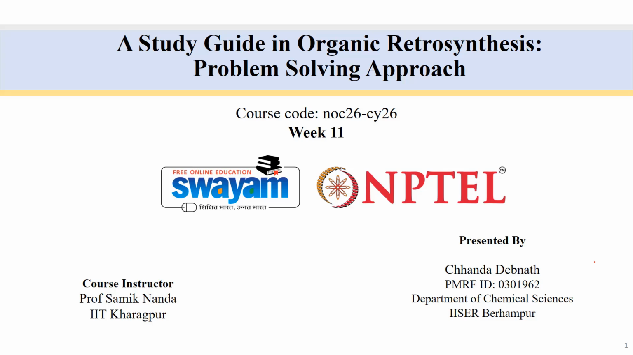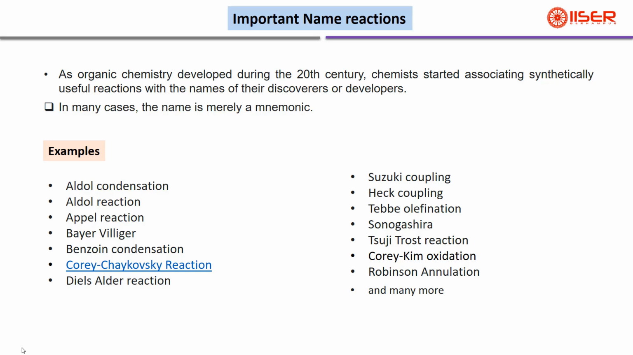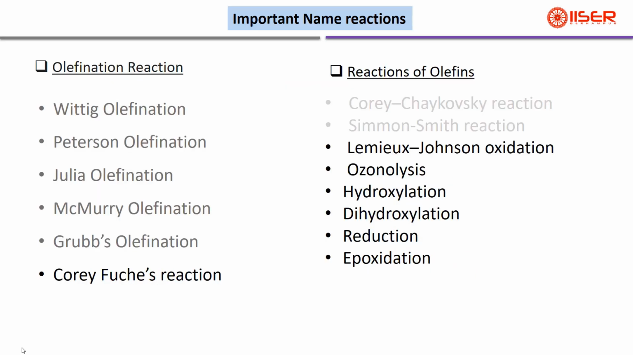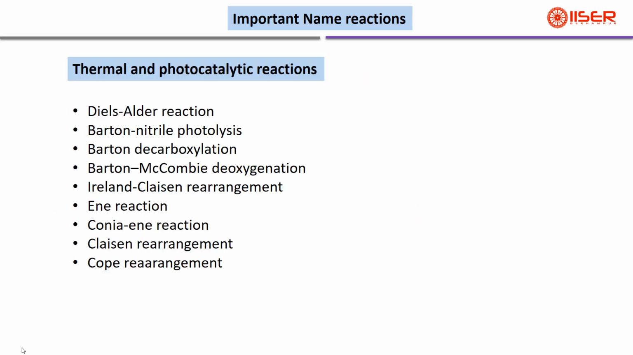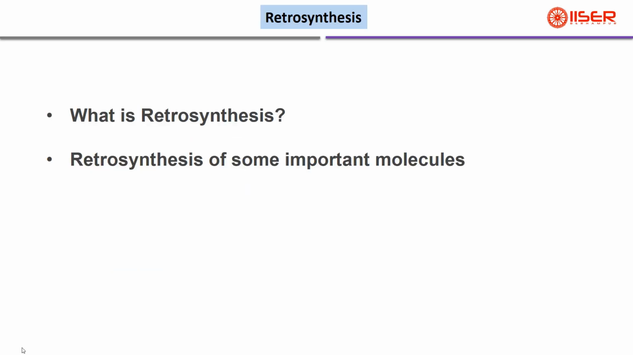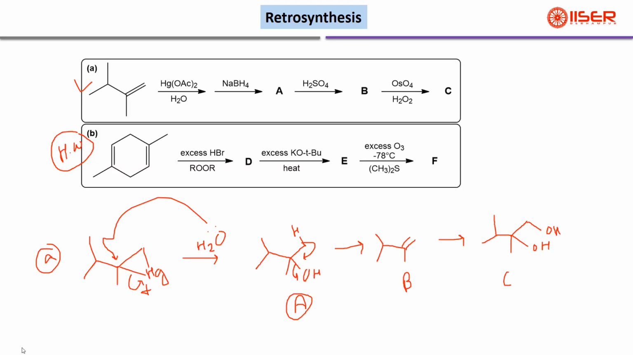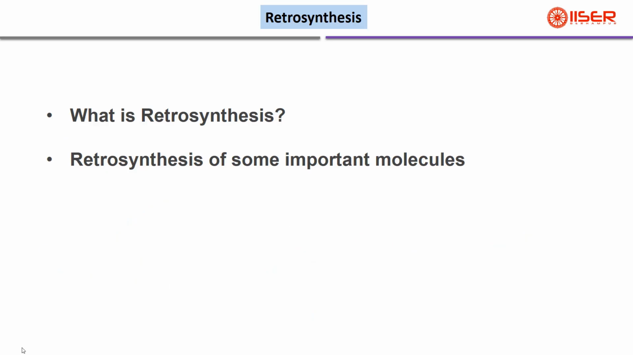I have already discussed all these name reactions and many more which I haven't mentioned yet. You can go and check my previous videos. I have also discussed some olefination reactions followed by their reactions, some reactions without reagents like the thermal and photocatalytic reactions. Then we jumped to what is retrosynthesis, and we also solved some retrosynthetic routes for some important molecules last week. So today we will carry forward that one.